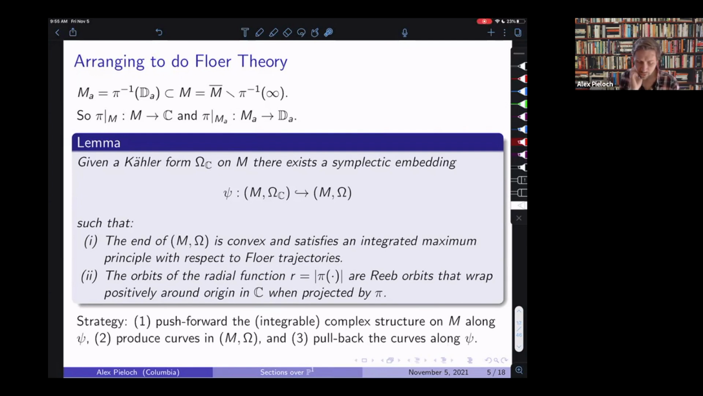And so the first part of our strategy is the following. So using psi, we take the integrable almost complex structure that we care about, and we push it forward inside of this convex symplectic manifold. Then when we're in the convex symplectic manifold, we do Floer theory to produce holomorphic curves, and then we pull back or trim these holomorphic curves along this embedding psi to get actual holomorphic curves for our desired integrable almost complex structure. Okay, so this is sort of a technical proxy.